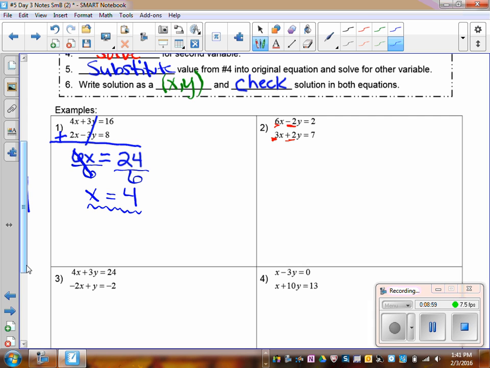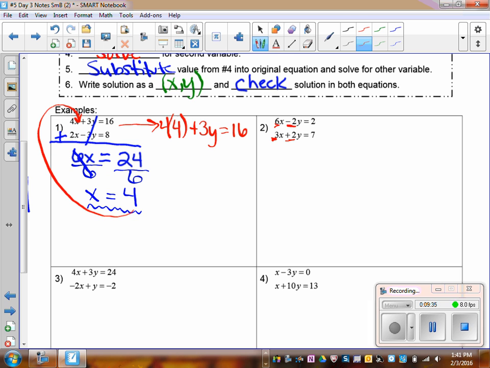Okay, so now that we have our value for x, we take that. Krista, what do we do with that? You take this and put it back into one of your equations. It does not matter which equation you use, just one of your originals. I'm just going to use the first one. So 4x, but I know x is 4, so 4 times 4 plus 3y equals 16. So again, I took my 4 here and put it in for x.